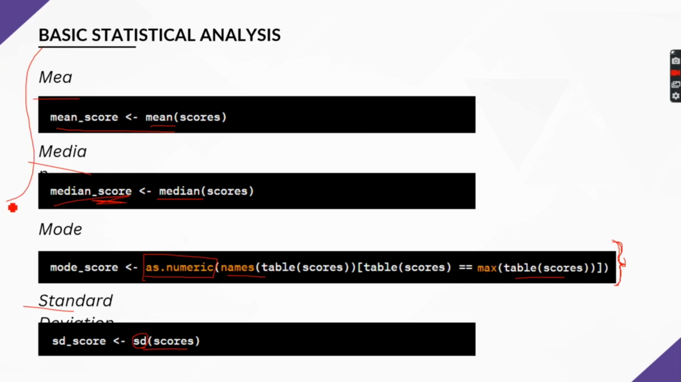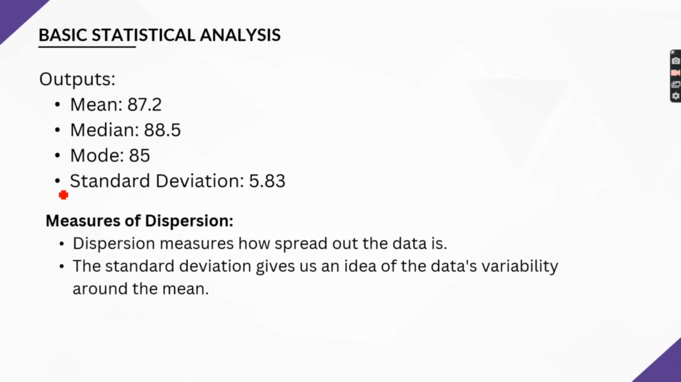So this is how the basic statistical analysis is done: mean, median, mode, and standard deviation. The output would be very simple. Mean would be 87.2, median would be 88.5, mode is 85, and standard deviation is 5.83. So our data is spread out by 5.83. Dispersion, that is what deviation is. It tells us how spread out the data is.